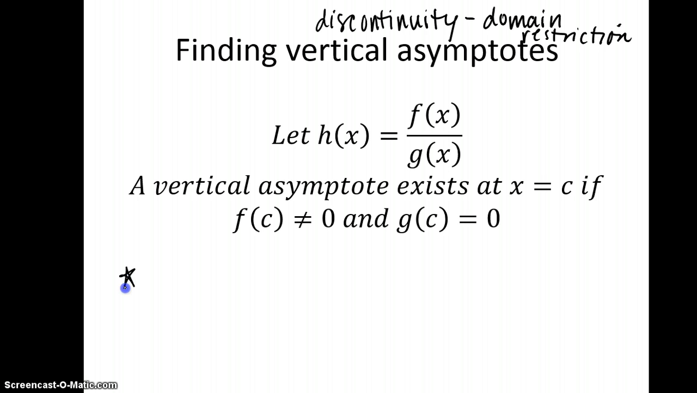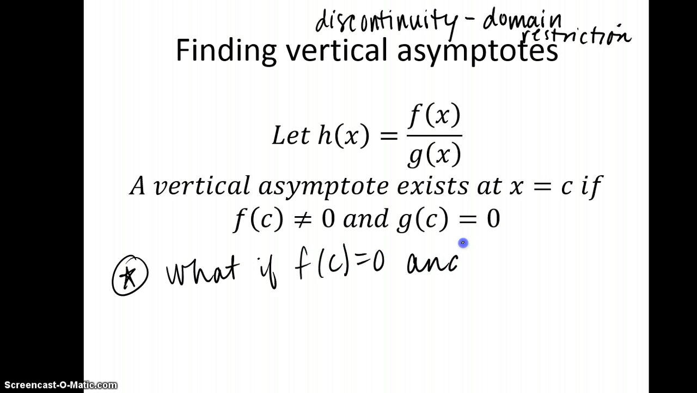Now, think about this question for me. What if f of c equals 0 and g of c equals 0? Okay, so we have here the vertical asymptote occurs if f of c isn't 0 and g of c is 0. So think about this for me, and we'll discuss that in class tomorrow with the warm-up.